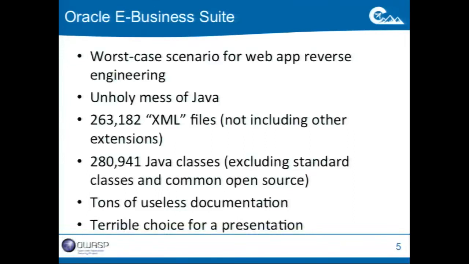It didn't take me very long in preparing for this presentation to kind of regret my choice. By then it was a little too late because the conference had already accepted my paper. This application is a mess. There's over 250,000 XML files, and that's just the files with XML as the extension. There's a lot of other files that are XML formatted with other extensions. There's almost 300,000 Java classes, which makes it by far the biggest application I've ever looked at. Even if you figure that there's only an average of, say, 20 lines per class, which is an underestimate, you're still talking about millions and millions of lines of source code in the application.